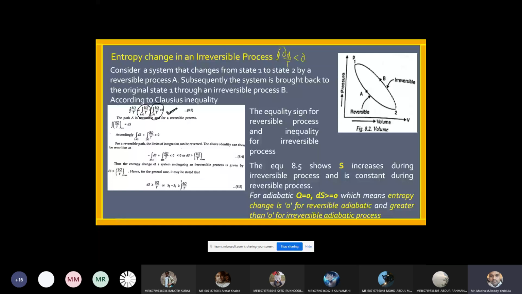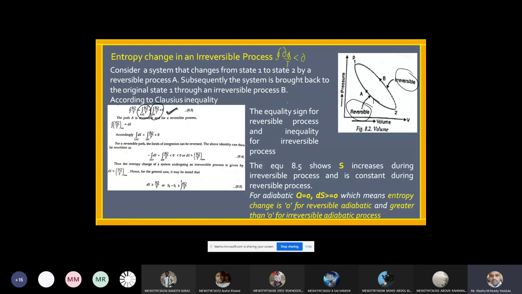Path A is reversible, path B is irreversible. You can say that A is the reversible process, B is the irreversible process. If it is reversible, I can go 1 to 2 via A or 2 to 1 via A. So I can change the directions.